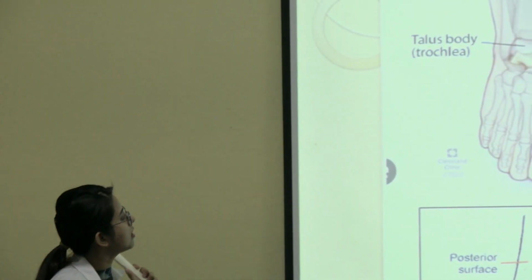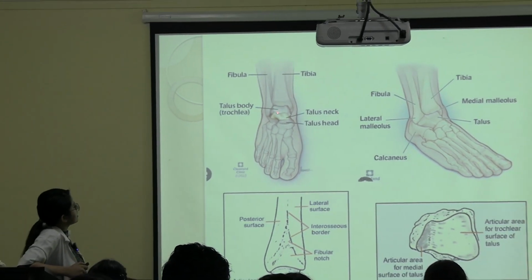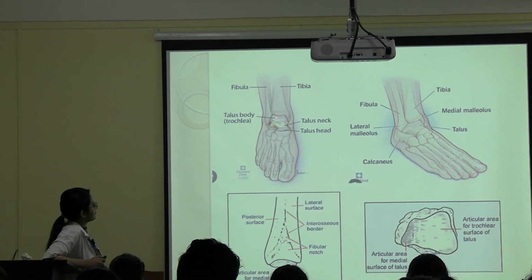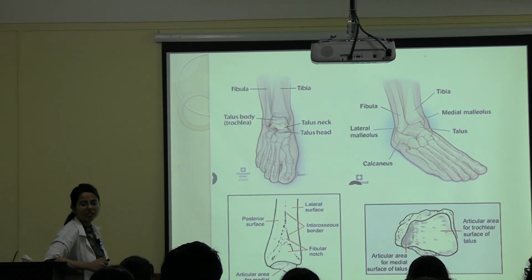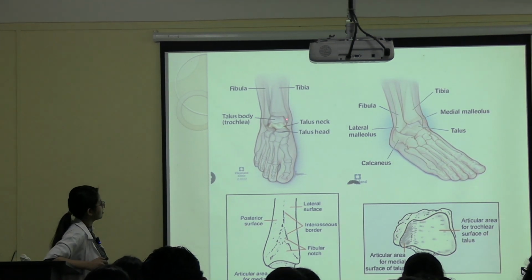So as I said, this is the... you can see this is the talus bone. You can see the inferior surface is articulating with the talus. You can see, last bench, and this is what structure?